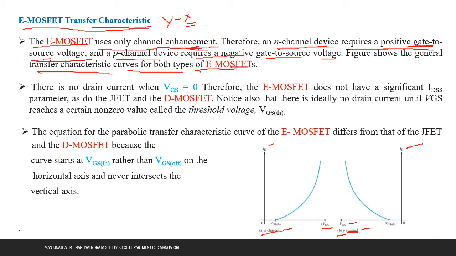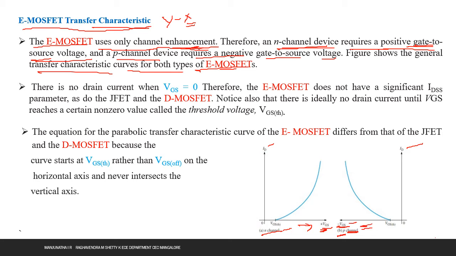For an N channel, we have drawn the transfer characteristics along the positive x-axis, which indicates positive VGS. And for a P channel it is always the reverse. So in order to enhance or build the P channel E-MOSFET, we require a voltage between the gate and source as minus VGS. For that reason, we have drawn VGS along the minus x-axis.